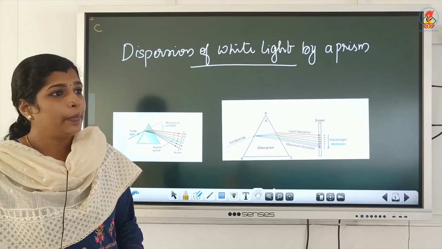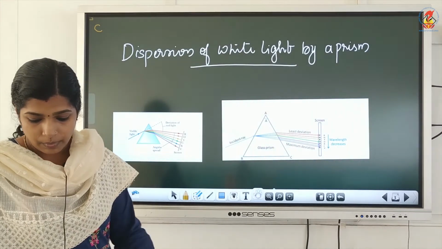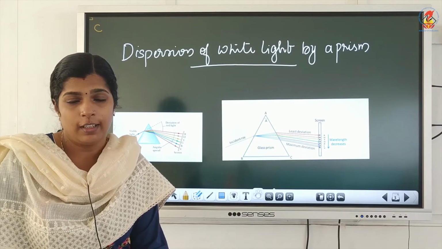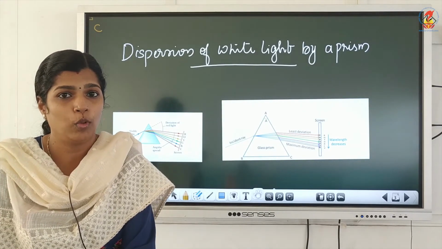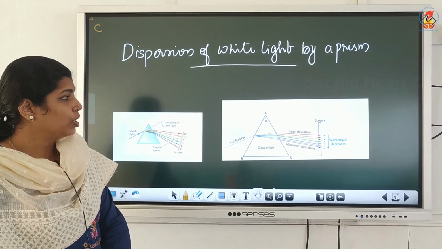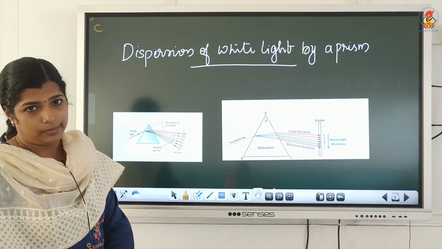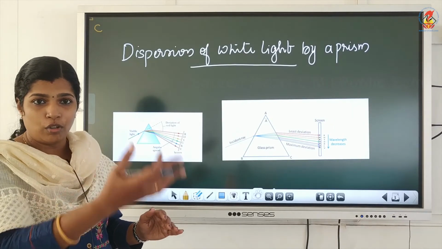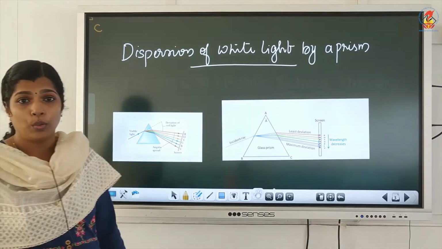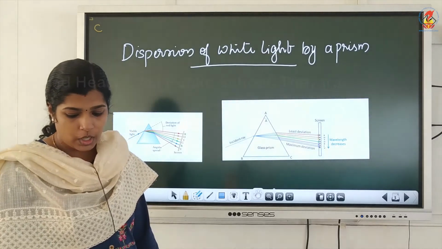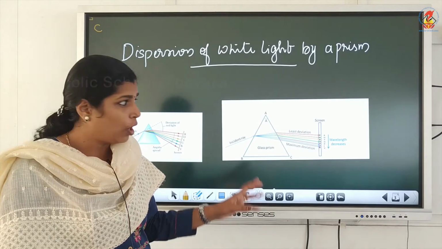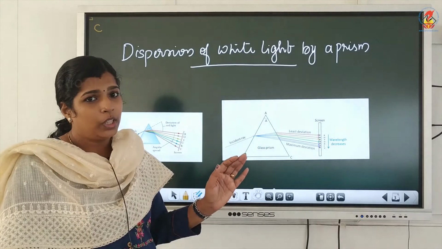The colored band of white light that is obtained on the screen is known as the spectrum of white light. You will get a band of colored components of the white light on the screen: violet, indigo, blue, green, yellow, orange and red. Sometimes you will be able to see all these colors distinctly, but normally we can't see all these colors distinctly.